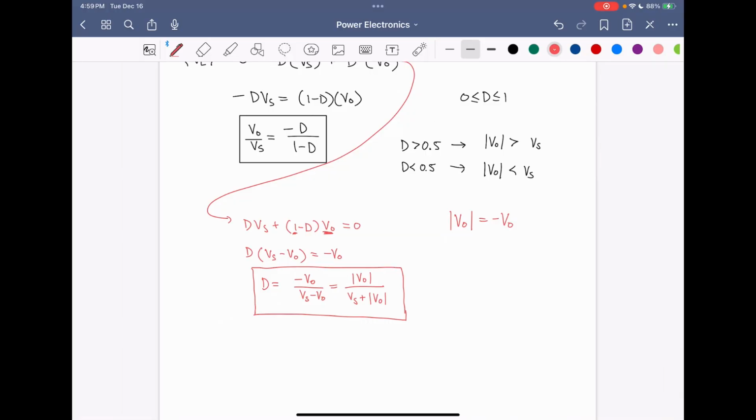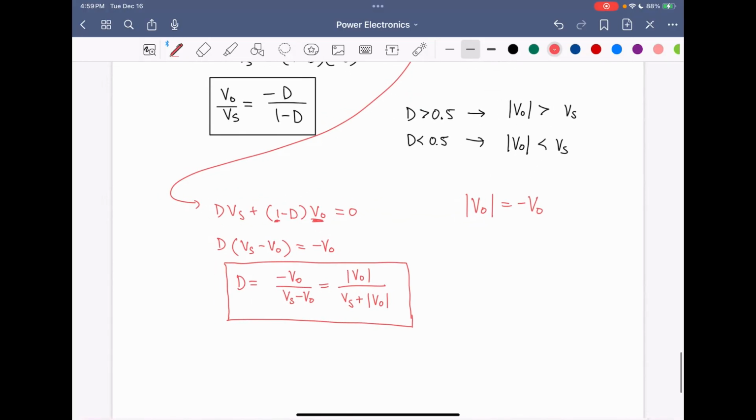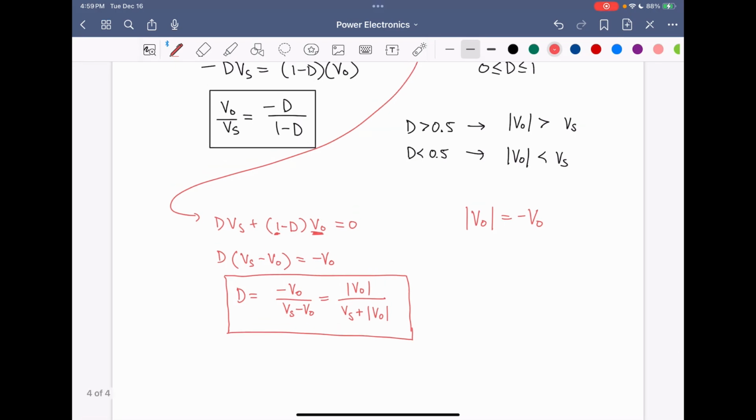Now, the polarity reversal on the output is a disadvantage in some applications. But you can see that because we have the ability to get both a larger output voltage magnitude and a smaller output voltage magnitude, the buck-boost converter combines the capabilities of both the buck and the boost converters.